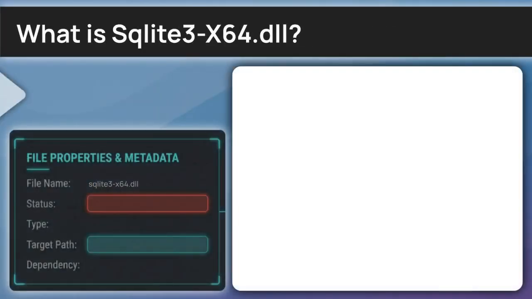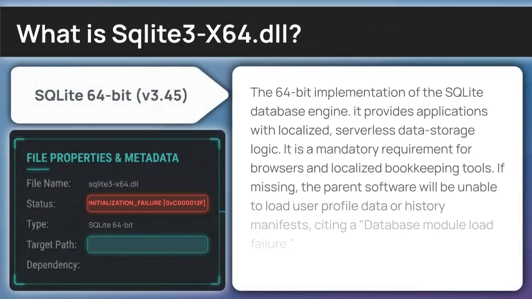This is the SQLite3-x64 Library, the 64-bit implementation of the SQLite database engine. It provides applications with localized serverless data storage logic. It is a mandatory requirement for browsers and localized bookkeeping tools. If missing, the parent software will be unable to load user profile data or history manifests, citing a database module load failure.